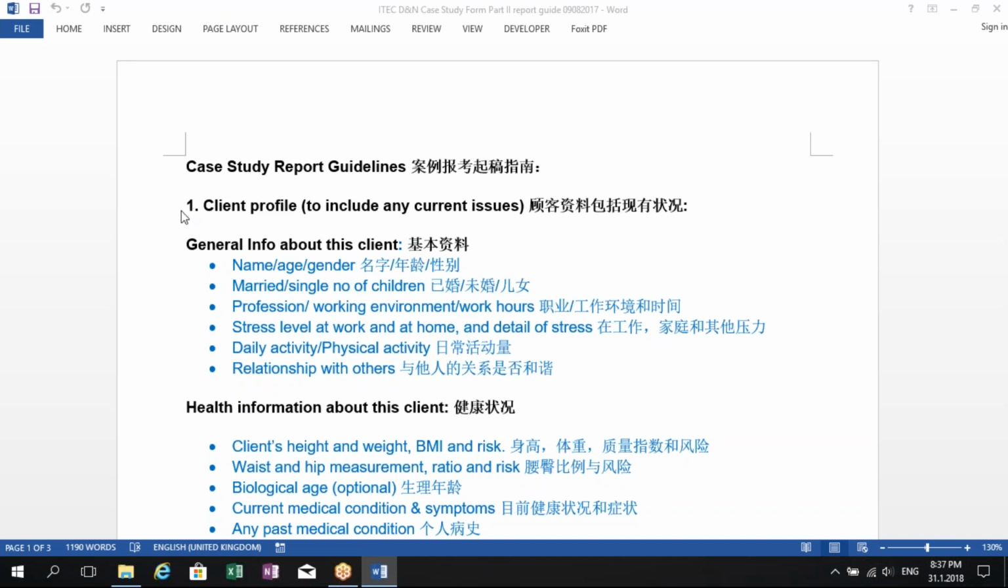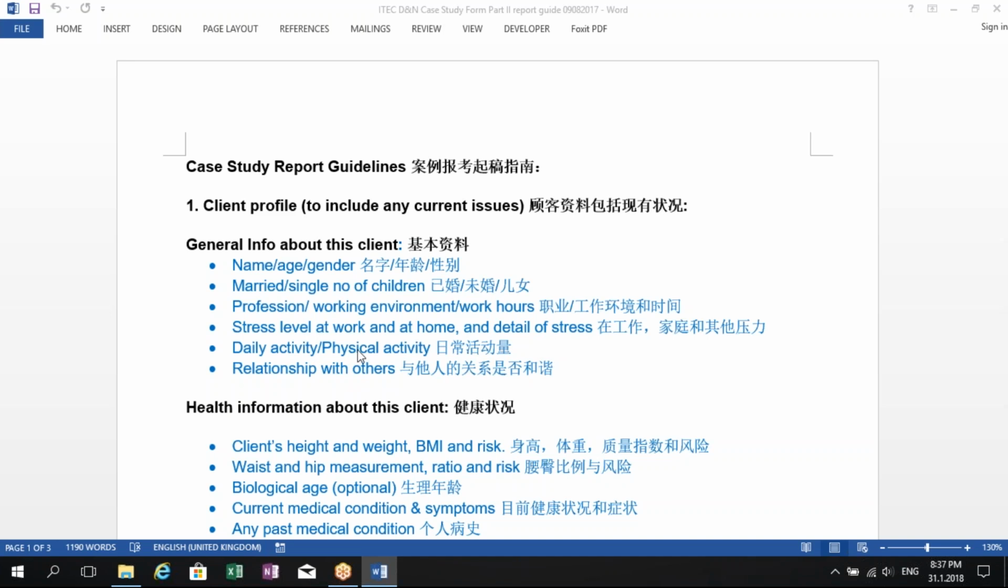So section number 1.0 is about the client profile. That means you need to write something about this client: who, what's the age, the gender, married or not, whether got children or not. Every single point must be written. The profession, what environment they work in and the working hours. The stress level at home and at work, whether their daily activity is moving a lot or sedentary, and their relationship with others. All these you must write.